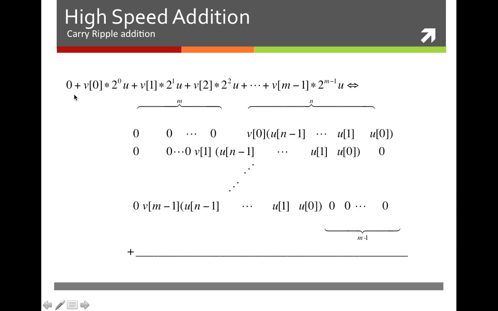So the first one, for example, this V0, 2 raised to 0 times u, is this expression here. And I just padded with m zeros on the left, so that's what the initial number is. And then the next one is like this term, which basically means that you got to shift this initial number, which is v1 times, or v bracket 1 times u, and that must be shifted by 1 bit to the left, and that's what happens.